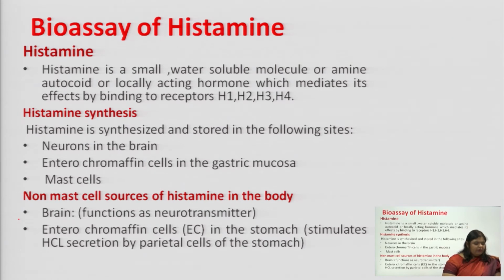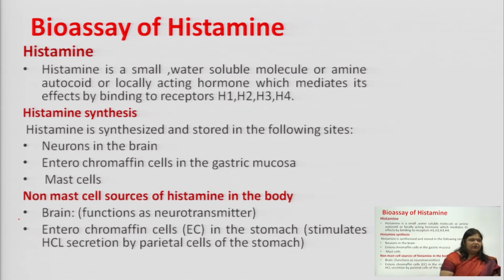Histamine is a small water soluble molecule, or we can say it is an amine, autocoid, or a locally acting hormone, and it mediates its effects by binding to various receptors which we call histamine receptors, H1, H2, H3 or H4 receptors. H1 receptors are G protein coupled receptors, and they produce their effect through the IP3 DAG pathway. Now histamine is synthesized and stored at the following sites.